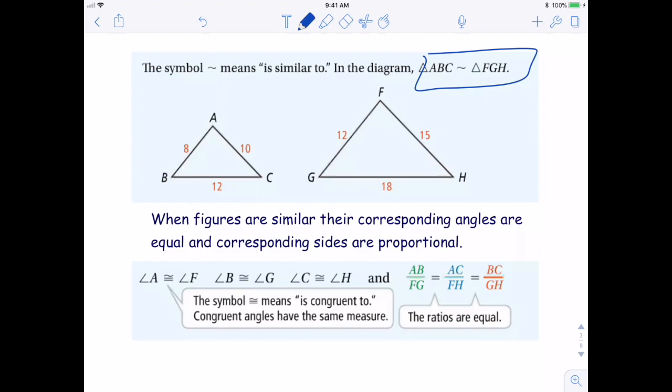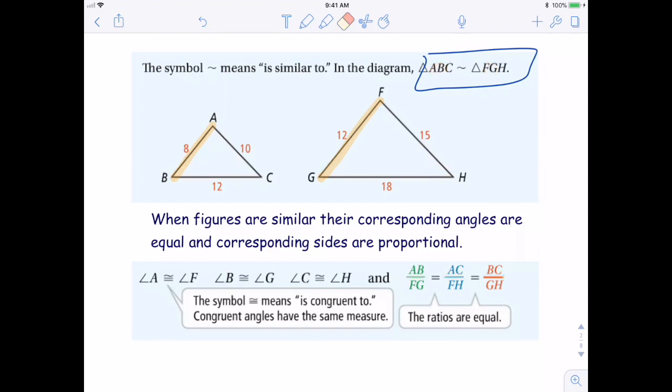With that similarity statement that I've boxed in, those also tell us all the corresponding sides in the triangle. So if you notice in that similarity statement, A and B are the first two letters and F and G are the first two letters. So that means that side AB corresponds with side FG, meaning that they're in the same place of that triangle, so they are corresponding with each other.